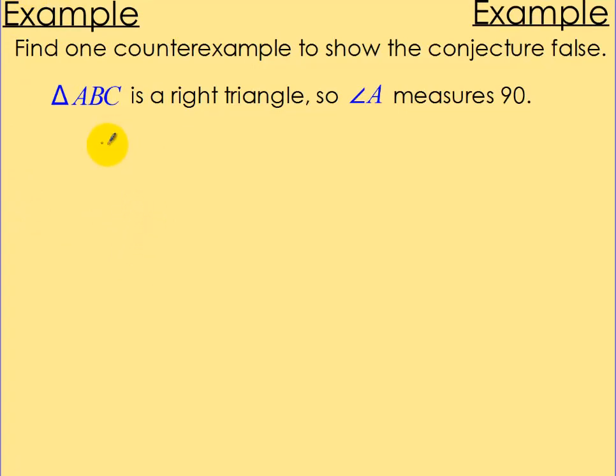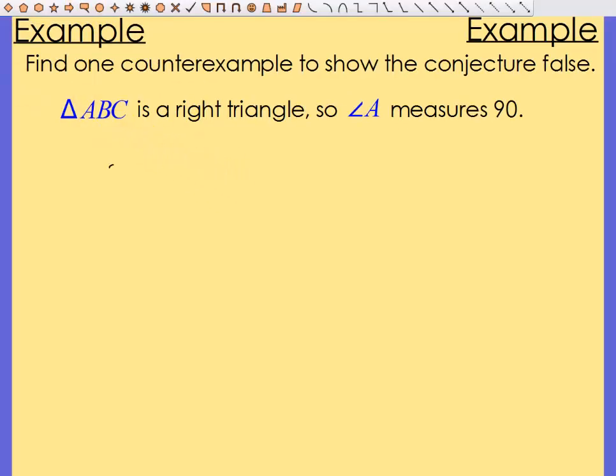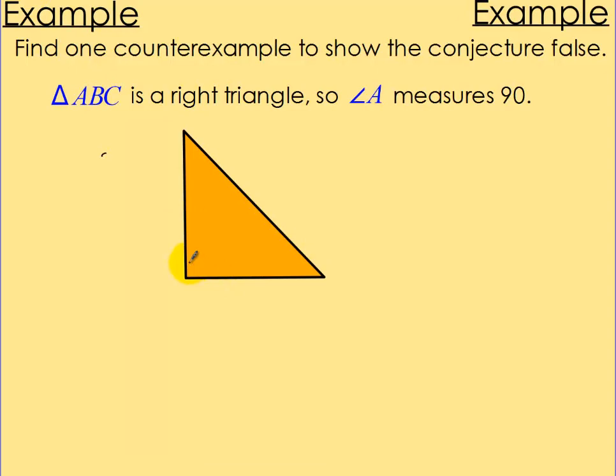All right, find one counterexample. If triangle ABC is a right triangle, then angle A measures 90 degrees. Well, that doesn't have to be true at all. So let's draw a perfectly right triangle. Okay, so there we go. This angle will be right, and then we have two other angles. I don't know what they are, but they could be two different angles.